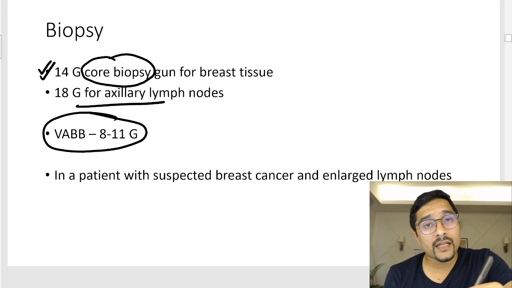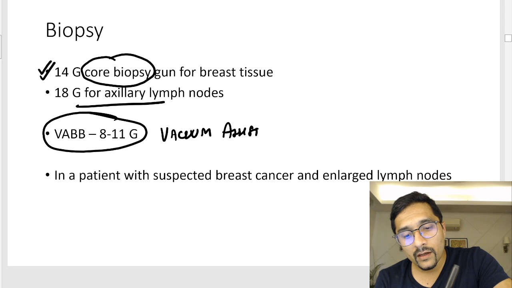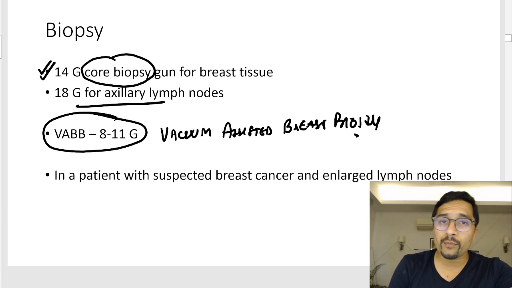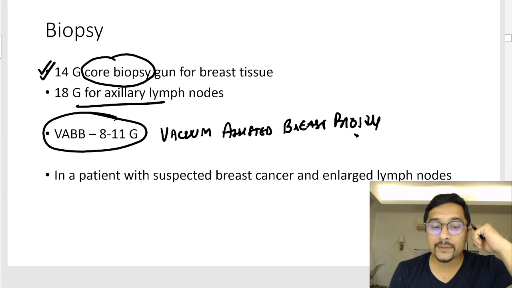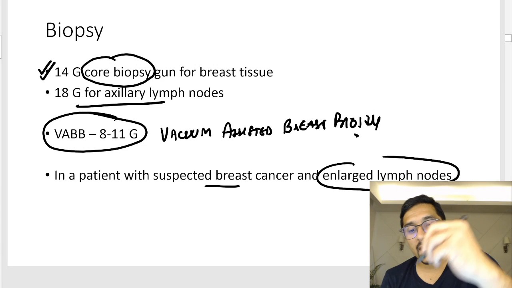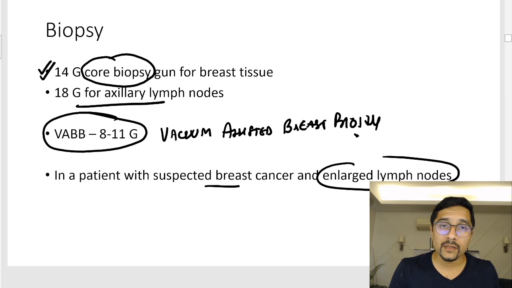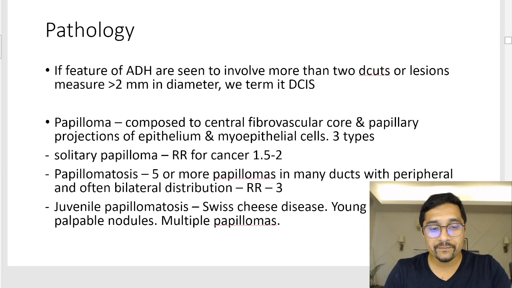VAB I have already covered in my Marrow modules. This is vacuum assisted breast biopsy, and we can use an 8 to 11 gauge probe. This can be used for therapeutic interventions, like we can do scarless fibroadenoma surgery, or we can even do biopsies using a VAB machine. In a patient with suspected breast cancer and enlarged lymph nodes, I just told you, please remember this. You have to biopsy the lump and you have to biopsy the lymph node as well. So please remember that that is the latest thing which we follow.